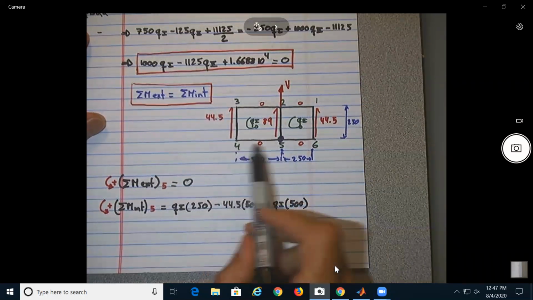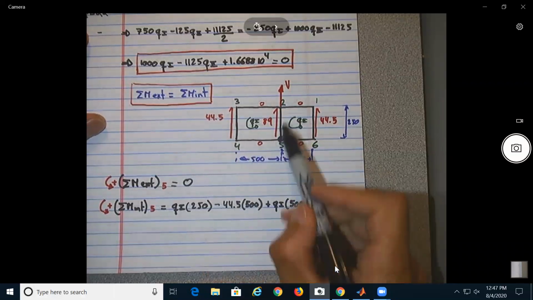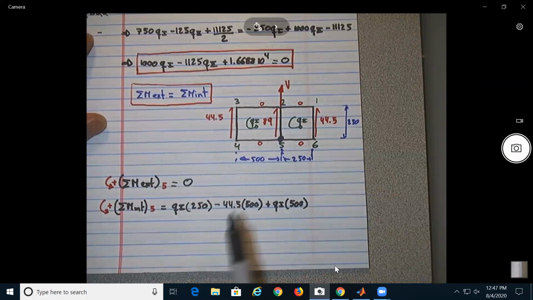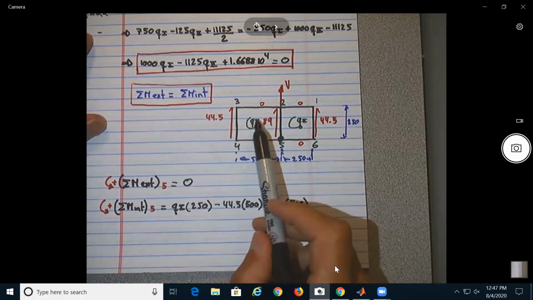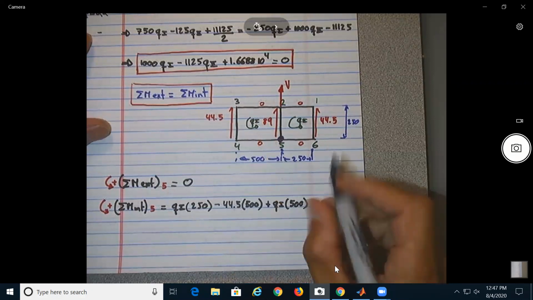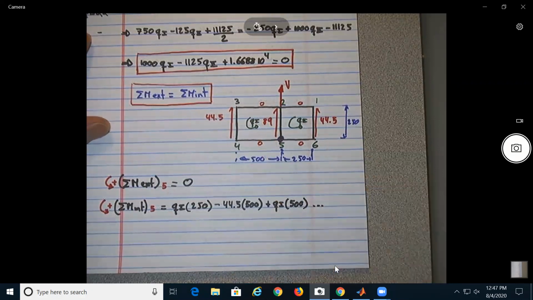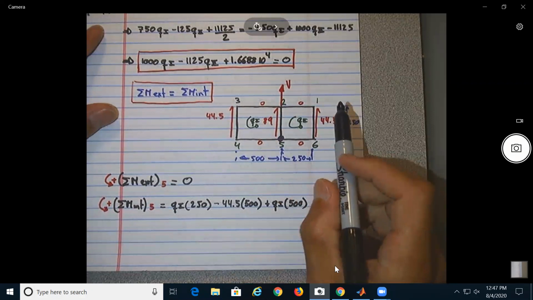And now Q45, the moment will be 0, no? Because going to the point, and Q25 will also be 0. So here we took care of everything around cell 1. All right? So now let's go to cell 2.